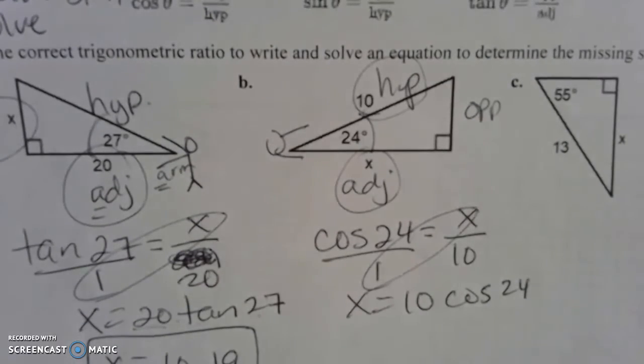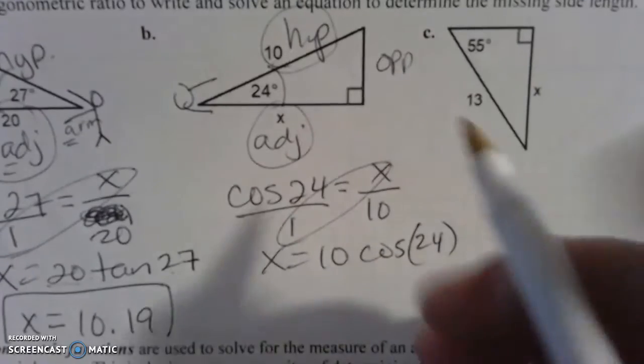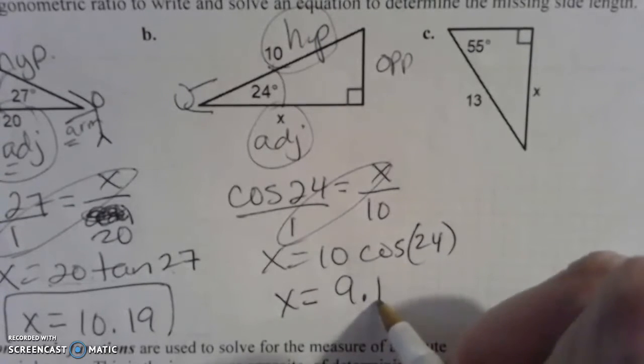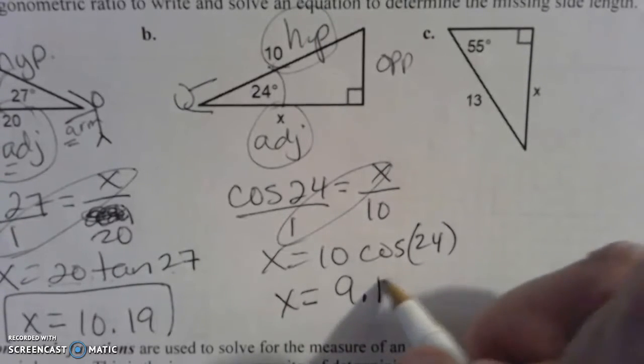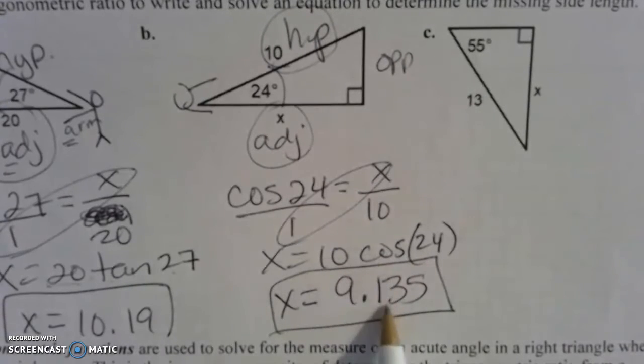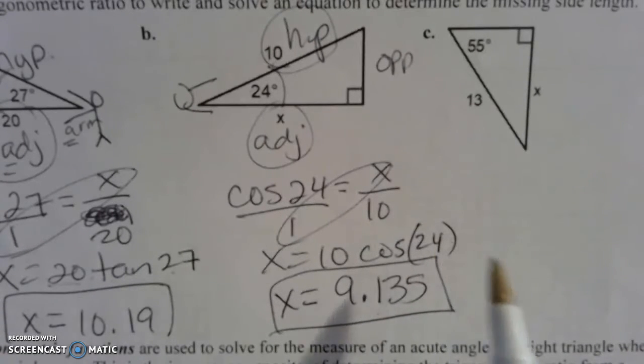I can't show you the calculator. When you type 10 cosine 24 into your Desmos calculator, you're going to get x equals 9.135. And you guys should be checking that. Can you get this number on the calculator? Because if you can't, then we need to practice.